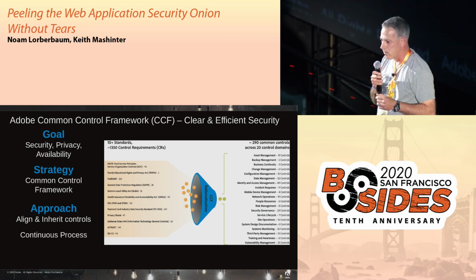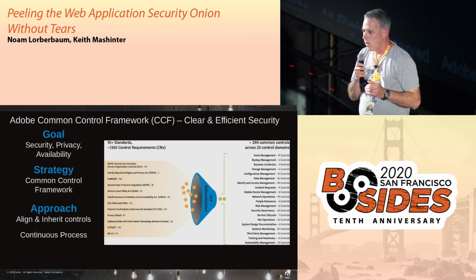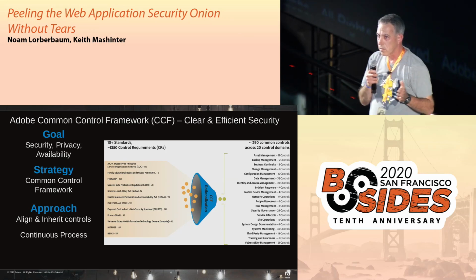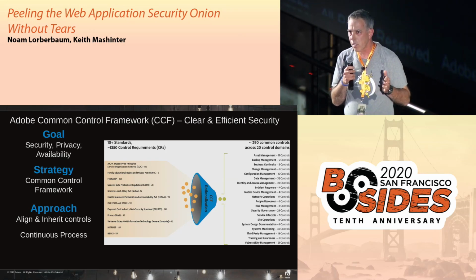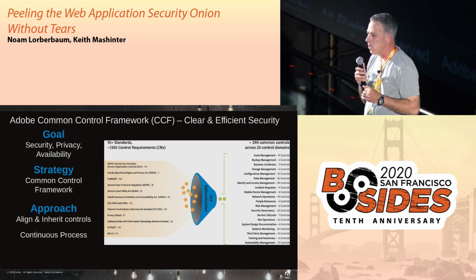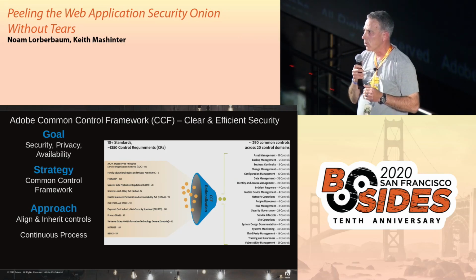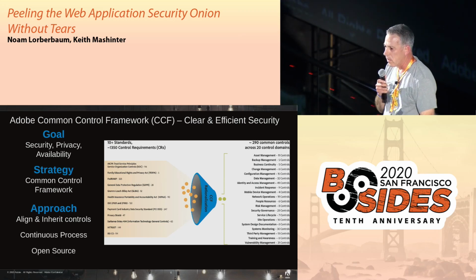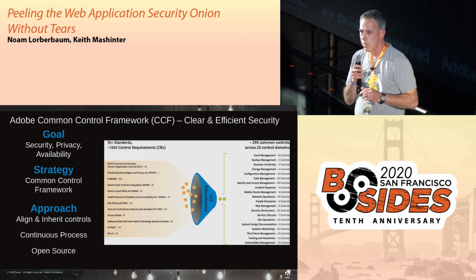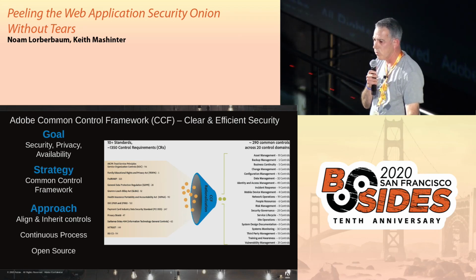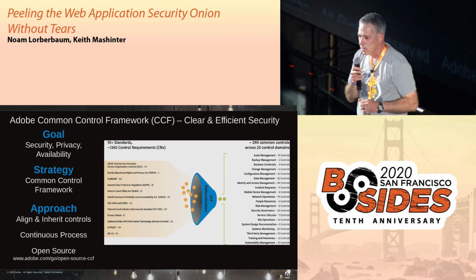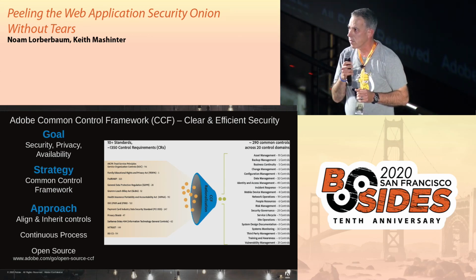And then, in addition to that, we also review our internal controls on a regular basis. And finally, whenever the external standards change or we add support for new ones, we of course need to update the common control framework as well. Adobe made this common control framework open source, and version 2.0 became available at the end of last year. You can download it from the URL at the bottom of the screen.